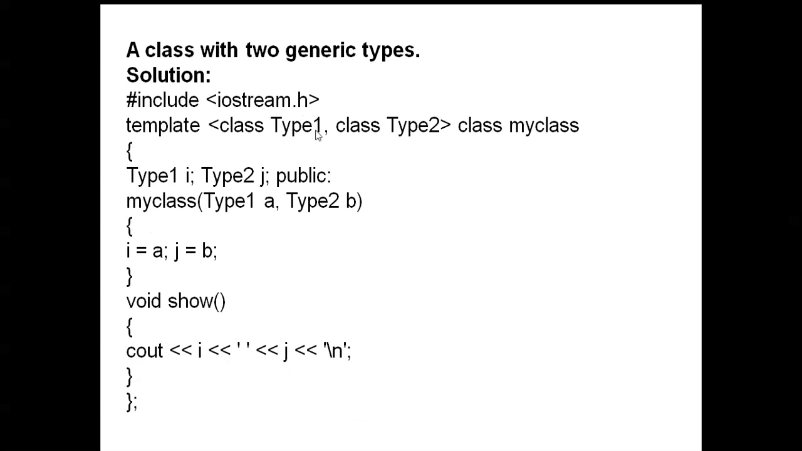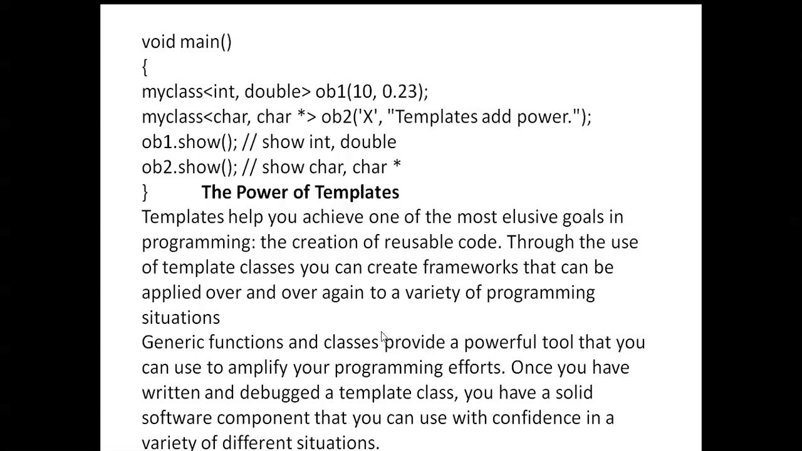iostream.h, template class T type 1, class T type 2, class my class, type 1 I, type 2 J, public. my class type 1 A, type 2 B. Next I is equal to A, J is equal to B. Those values are assigned. void show: next, I and J values are printed here.